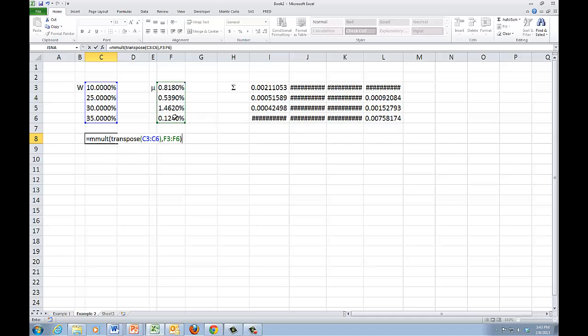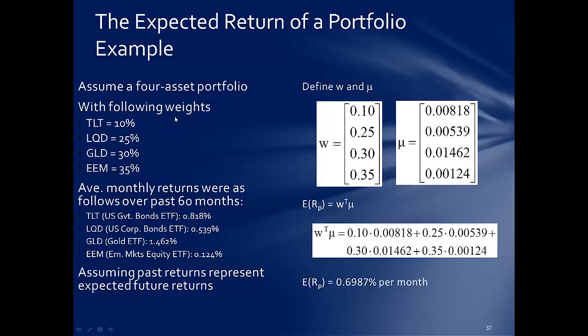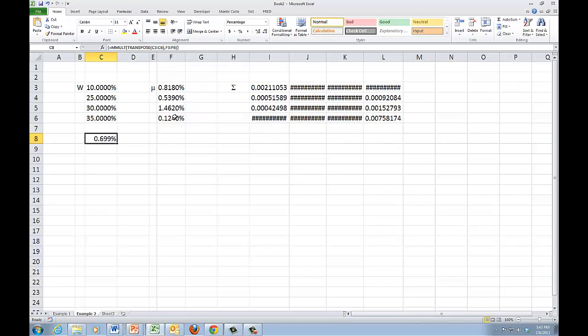close up the parentheses. Now remember, any time you do matrix multiplication, you must hold down Control, Shift, Enter as you do this. Turn it into a percent, and we get our portfolio expected return.